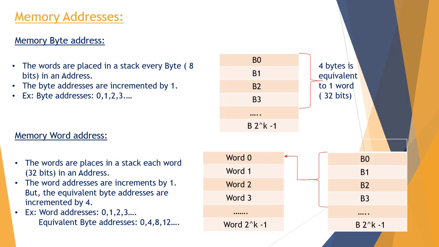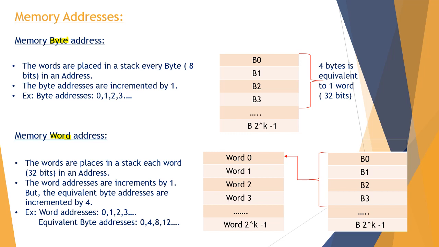Memory addresses. We have two kinds of memory addresses, memory byte addresses and memory word addresses. We're going to first of all talk about memory byte addresses. In this case, every byte is placed in an address in the stack.